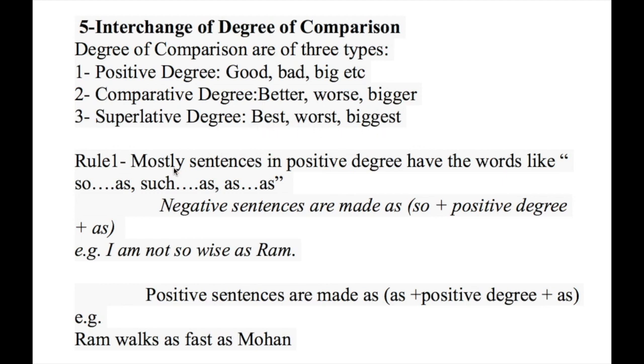Rule 1. Mostly sentences in the positive degree have words like so... as, such... as, and as... as. So generally when sentences are given in the positive degree of adjectives, they have these kinds of words. And negative sentences are made as so plus positive degree plus as. Like, I am not so wise as Ram.